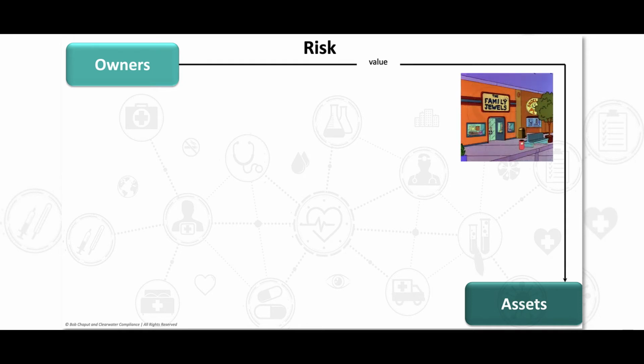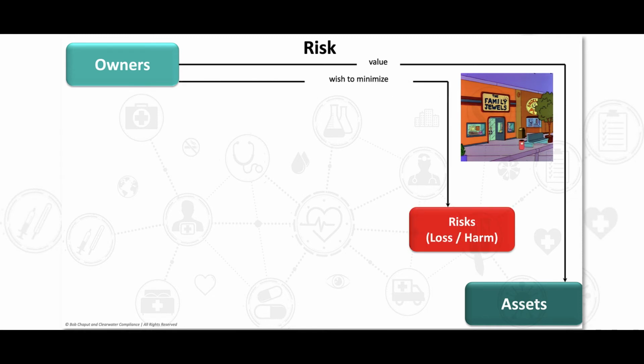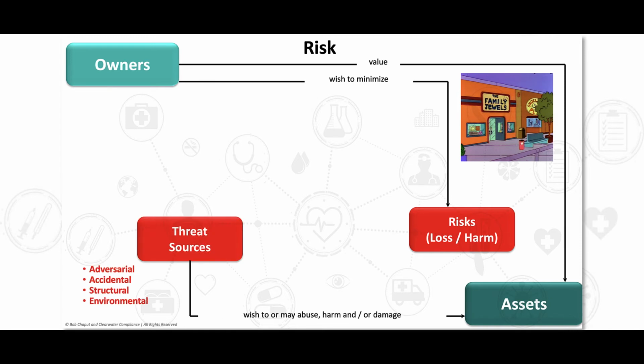Think about it from a more personal point of view. You own assets. You probably have a home. You have an automobile. You may have a boat. You may have a vacation home. You probably have fine china. You might literally have jewelry. You have other assets. You value those. You don't want bad things to happen. You want to minimize risk. And risk can be thought of as loss or harm.